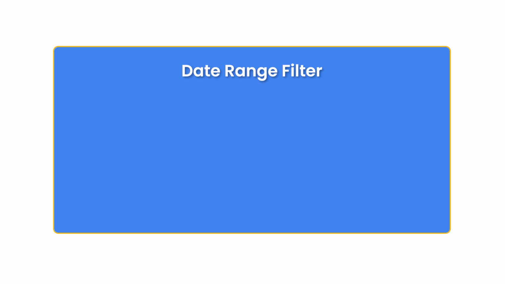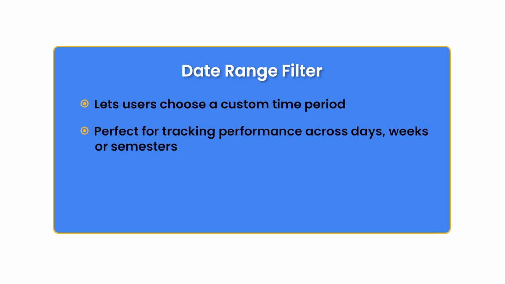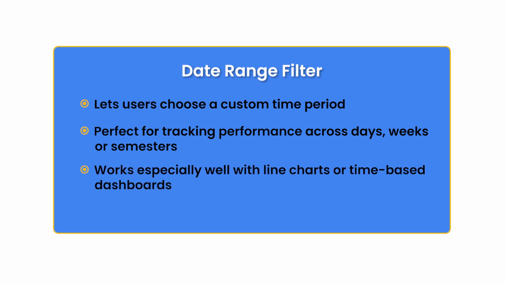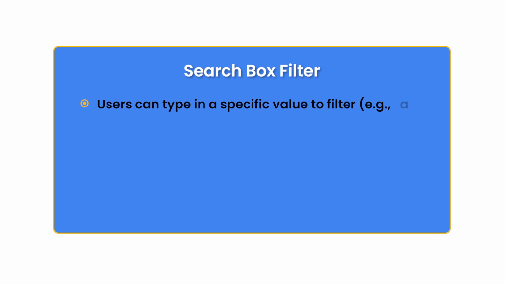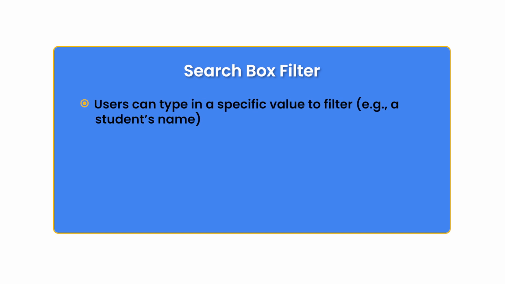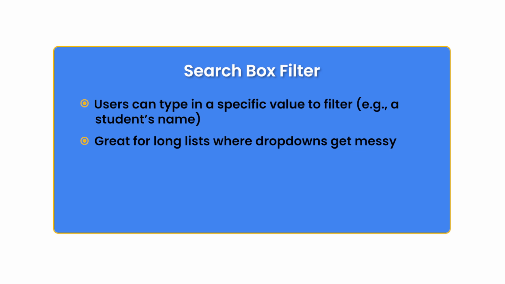Date range filter lets users choose a custom time period. Perfect for tracking performance across days, weeks, or semesters. Works especially well with line charts or time-based dashboards. Search box filter. Users can type a specific value to filter, for example, a student's name. Great for long lists where drop-downs get messy.